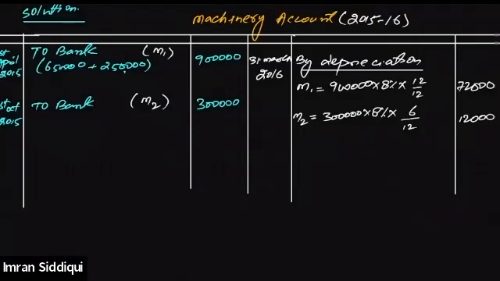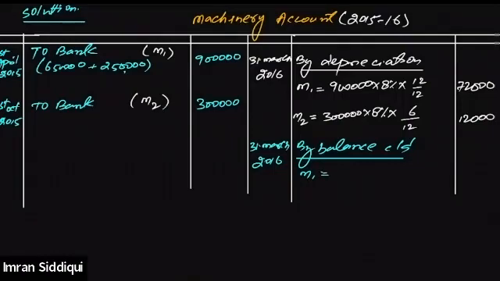All right. Now let's find out the closing balance. Closing balance will be on 31st of March 2016. We'll write this as by balance sheet for M1. Opening value of machine 1 was 9 lakh. On this, depreciation was charged at 72,000. So after reducing depreciation, final value will be 9 lakh minus 72,000, which is equal to 8,28,000.